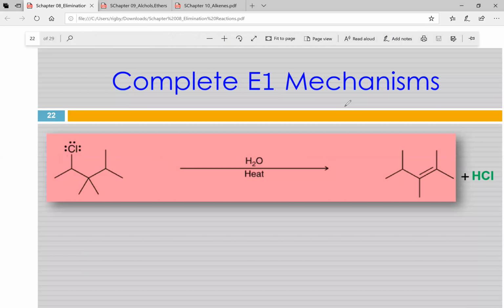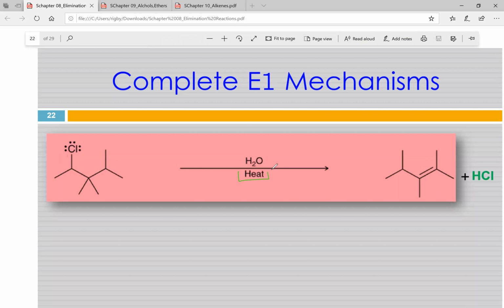And one thing to note is that whenever we see heat in our reaction, that's going to encourage the elimination reaction to occur. Because remember, when we're breaking bonds, we want to put in energy, and when we're making bonds, we give off energy. So if we put in enough energy, then we're going to break more bonds than we make.